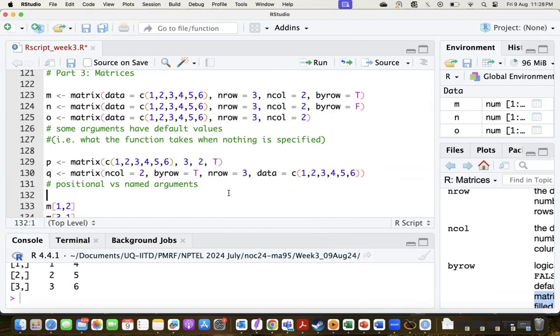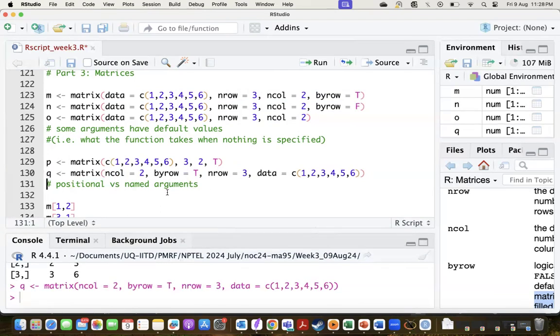Right? So if I'm writing something like this, can you tell me if my Q matrix should look like M or like N? Which one should it look like? Or should it look like something else? So you can see it runs without any error. R is able to understand because these were 4 named arguments, right? So you can jumble them around. It's not necessary for you to write them in the same order.